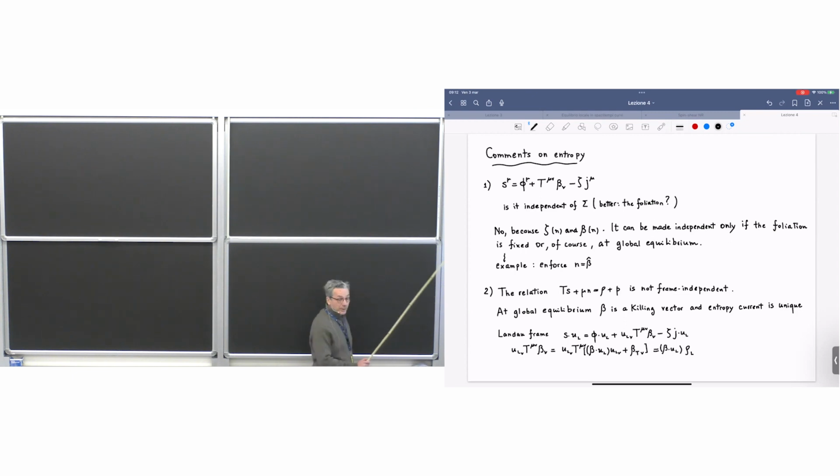So I remind you that this is the basic relation. And what I now want to focus on is this hypersurface. The hypersurface which is chosen to express entropy is very important. And one may wonder whether this entropy current is really an independent field. That means, is it independent of the choice of a foliation, a family of hypersurfaces, or is it dependent? That's a very important question.